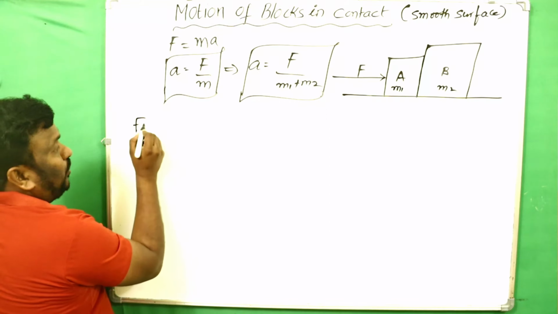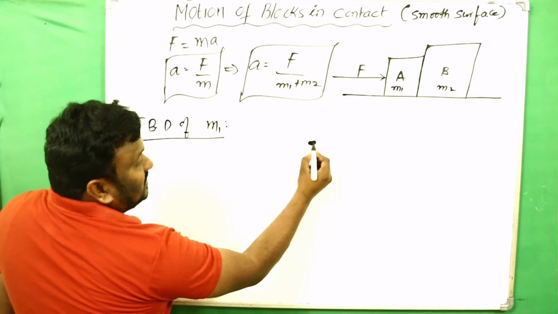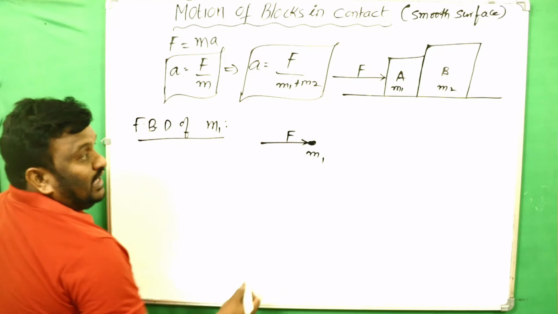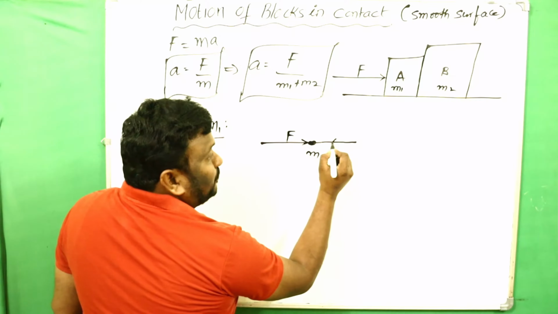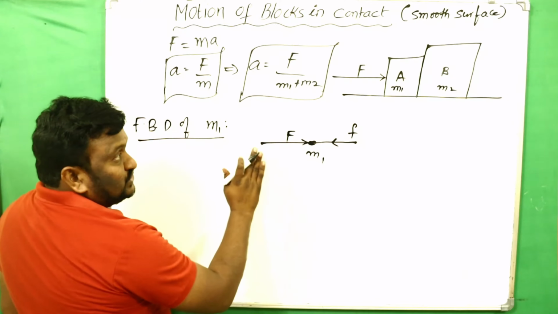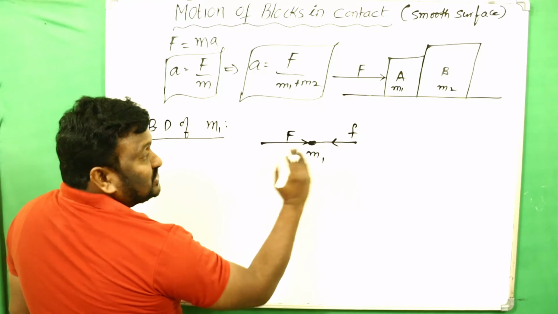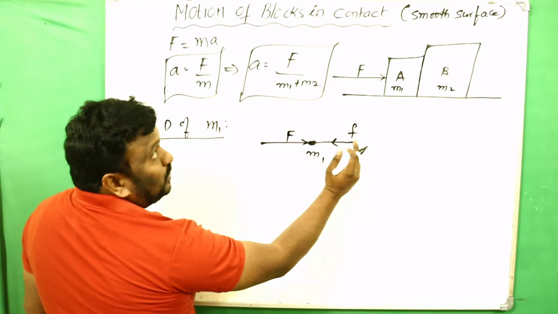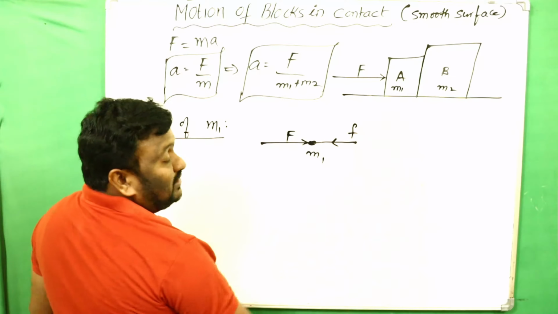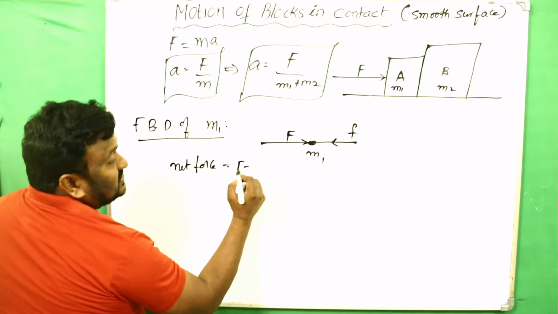Here I am going to explain with the free body diagram of the first body, m1. This is the body of mass m1. How much force is acting here? The applied force is F, and B applies a force in the opposite direction. That is the contact force f, sometimes called the normal reaction. So horizontally two forces act. Here f should not be taken as friction force, since the surface is smooth and friction is 0. So f is the contact force, the normal reaction. Then the net force is F minus f.